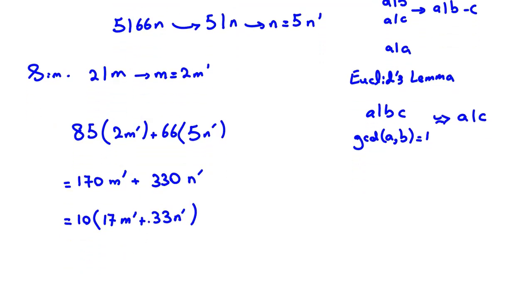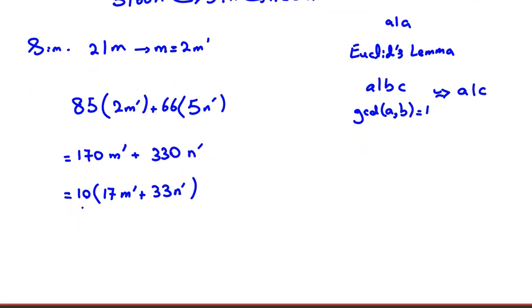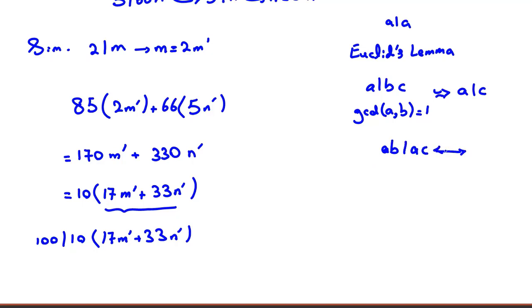So we want that it should be a multiple of 100, because 10 times this should be a multiple of 100, the problem says, because each pound is 100 pence. So 100 divides 10 times 17M prime plus 33N prime. We can divide both sides by 10. Why? Because when AB divides AC, you can conclude they are equivalent, that B divides C. So we can conclude 10 divides 17M prime plus 33N prime.